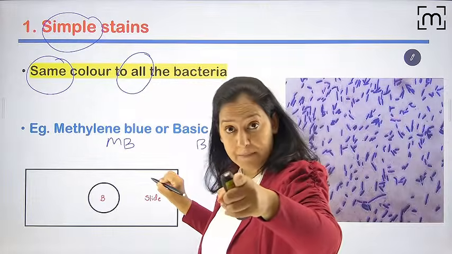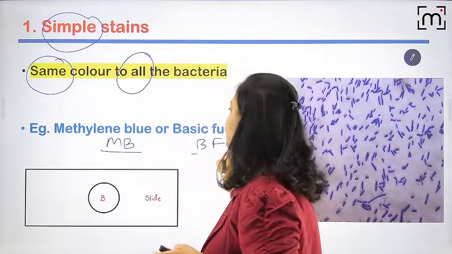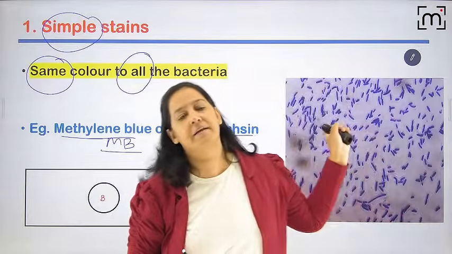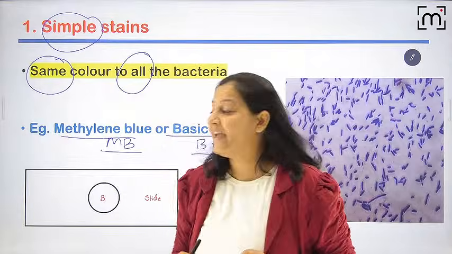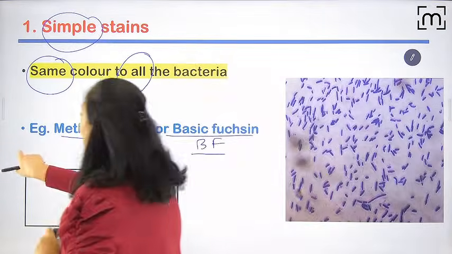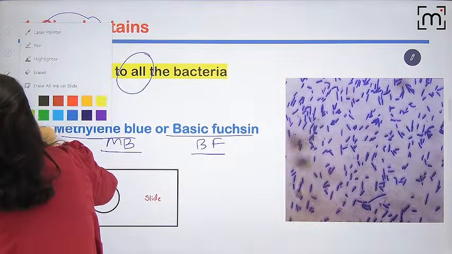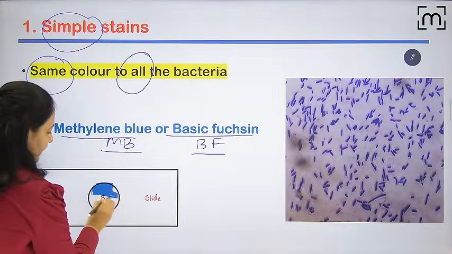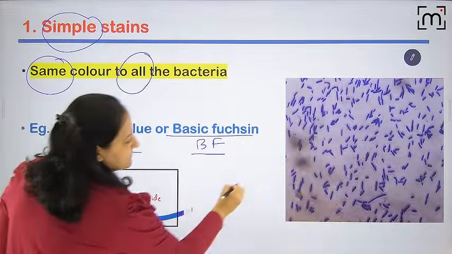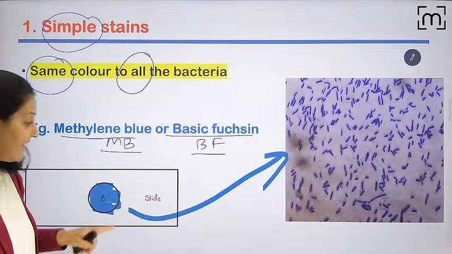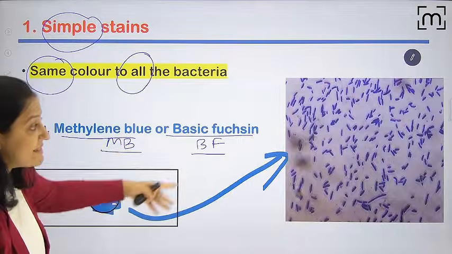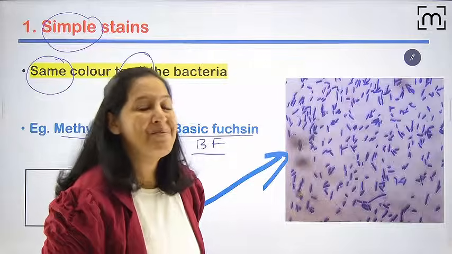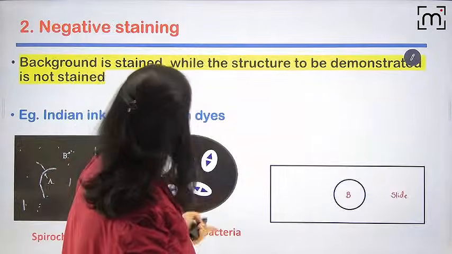Okay. The examples of simple stain are methylene blue and basic fuchsin. You get question on the examples. Mind it. So methylene blue and basic fuchsin are the examples of the simple stain. Learn the definition, learn the example, learn the diagram. So what basically we are doing here? Here we are staining the bacteria. We are not staining the background. Appreciate this diagram. We are staining the bacteria with blue color. The background is still transparent. We are providing contrast. We are staining one thing, not the other. Both were transparent. So that is the concept of simple stain.